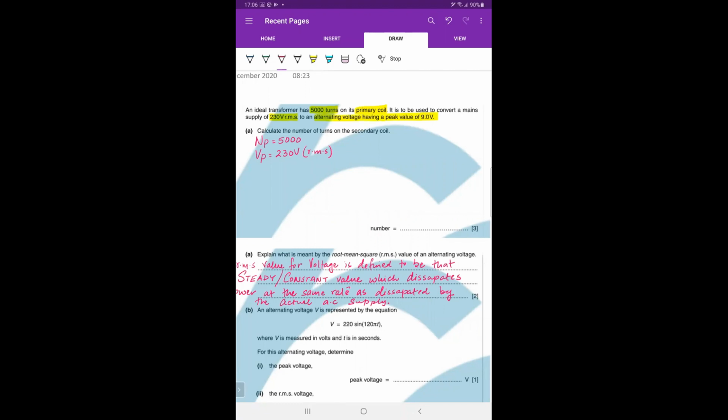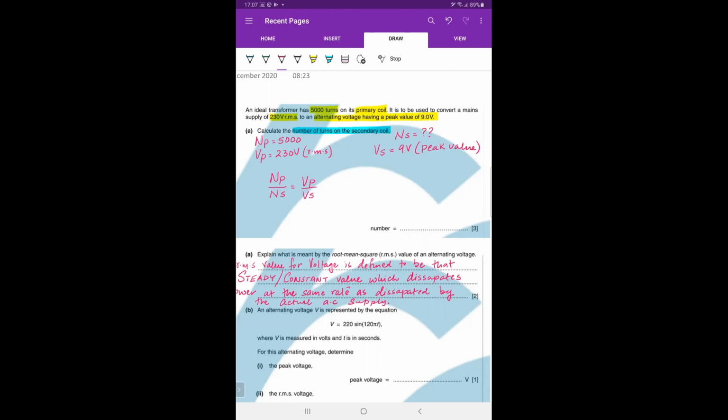So the output voltage is also given to you, but this is the peak value. And the question is asking you to figure out the number of turns on the secondary coil. So basically, NS find out करना है. So if you recall the formula for the transformers, हमने ये किया था, NP upon NS is equal to VP upon VS.